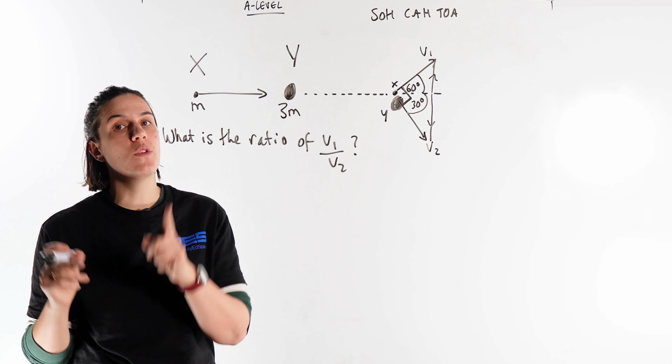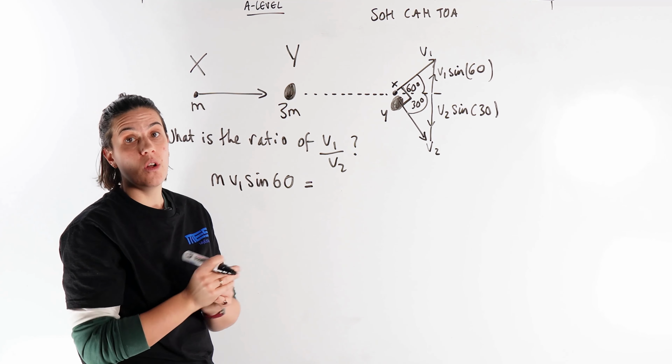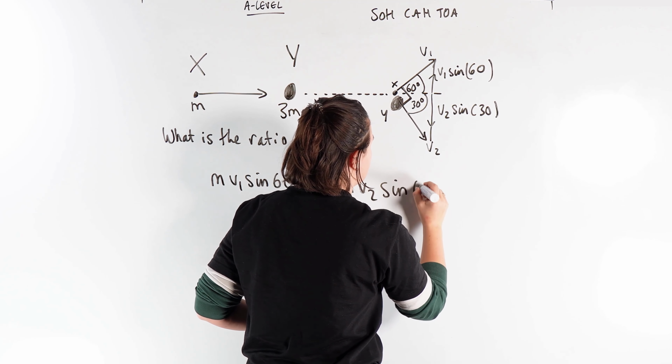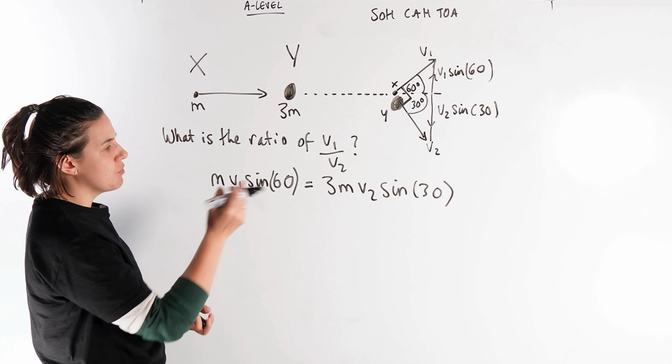Opposite, yes, lovely. So I know that mV1 sine of 60 is going to have to equal 3m V2 sine of 30, because I know that the upwards momentum has to equal the downwards momentum, because the momentum before the collision was 0 in the vertical plane, so the total vertical momentum after the collision also has to be 0. Happy days.